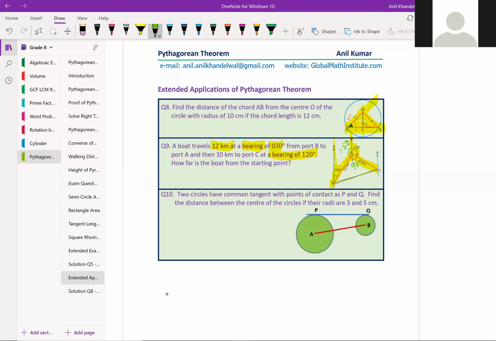Two circles have a common tangent with points of contact as P and Q. Find the distance between the centers of the circles if their radii are 3 and 5. We need to find this distance. We are given the radii, this is what is given to you. How will you solve this question?